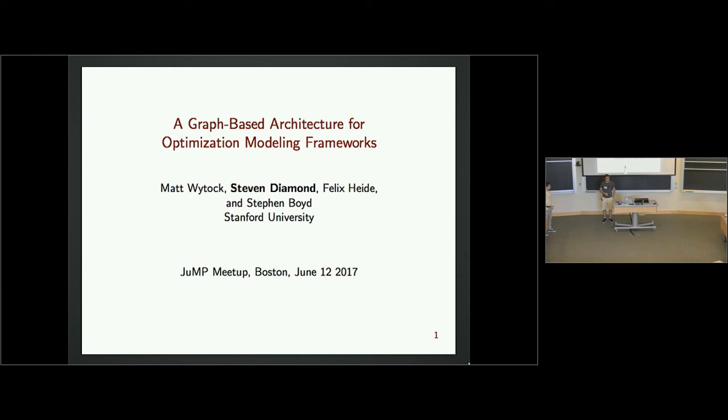So I'm happy to introduce Stephen Diamond. I reached out to Stephen to come give a talk here. He's working on some really interesting things that happen to be in Python, but I think there's a lot that we can learn about modeling concepts and similar problems that we're all having solved either in Julia or in DCP, in Python, and I'm excited to hear about graph-based architecture for modeling frameworks.